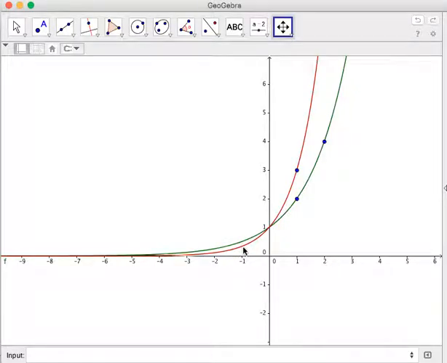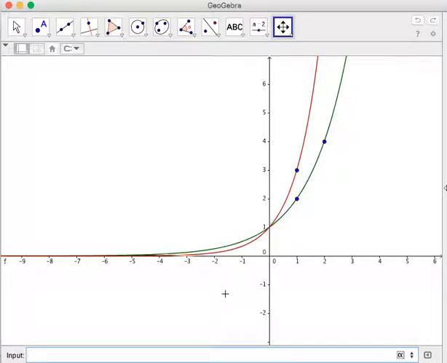So, ito ay negative 1, 1/2. Pero ito naman, negative 1, 1/3. Kasi 3 to the negative 1 to, di ba? 3 to the x. 3 to the negative 1 is 1/3. Samantalang 2 to the negative 1 is 1/2. So, mas mataas yung 1/2 kaysa sa 1/3. Okay? And thirdly, we have, they intersect at 0, 1.